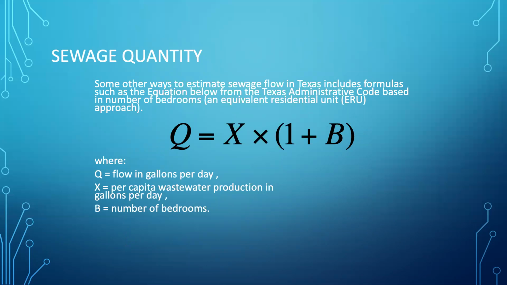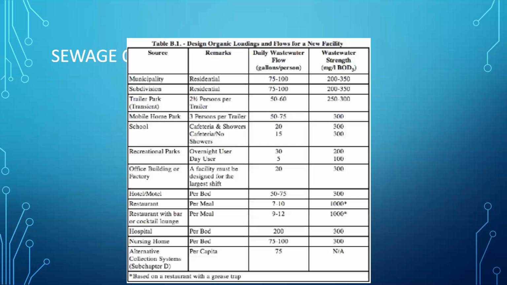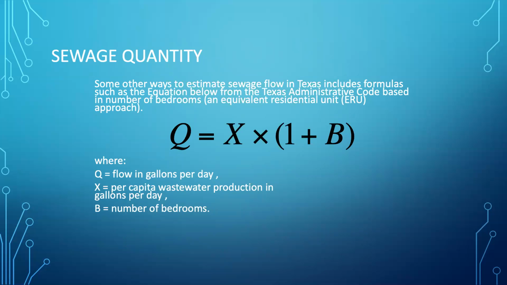So similar to how we might have estimated drinking water demands by equivalent residential units, there's a similar approach provided for in the Texas Administrative Code. So here's one equation where discharge Q is equal to the per capita wastewater production in gallons per day, pretty much prior table, times 1 plus B, where B is the number of bedrooms. And so this would work per residential unit.